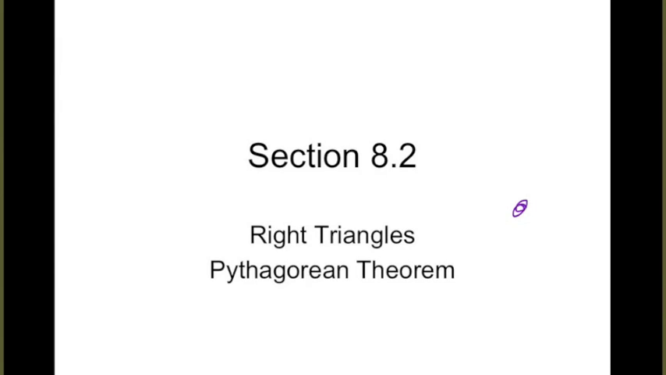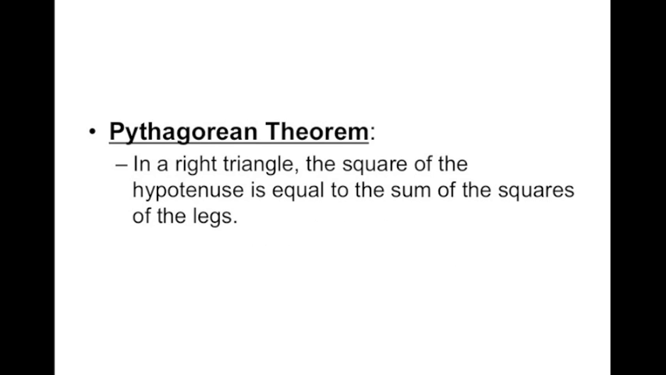Today we're going to talk about something that's called the Pythagorean theorem. Most of you will probably have already heard of this at some point in algebra or previous math class, but we are going to discuss this again in terms of some geometry. So the Pythagorean theorem says in a right triangle, the square of the hypotenuse is equal to the sum of the squares of the legs.